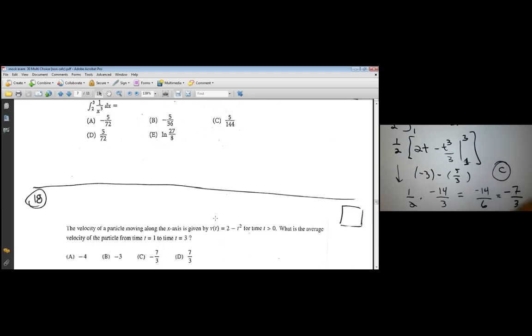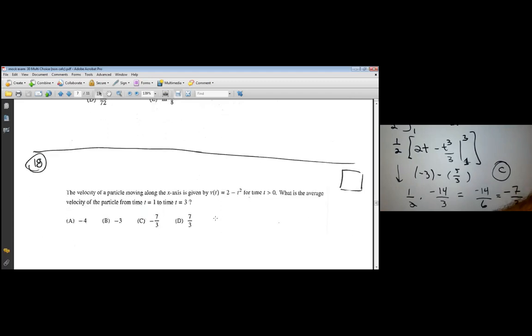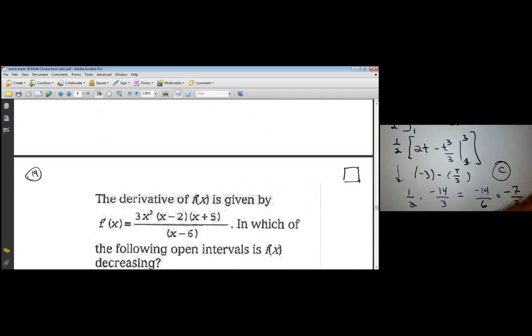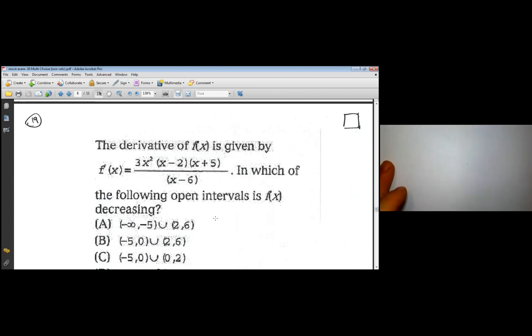Okay. Heading to 19. Let's see what we got. The derivative is given by that. It's just asking us to do a first derivative test. Now, the only thing about this one is that this derivative is a quotient. So you have the first derivative.